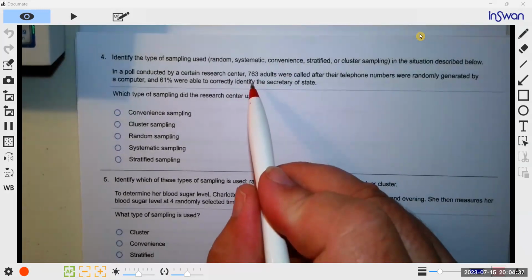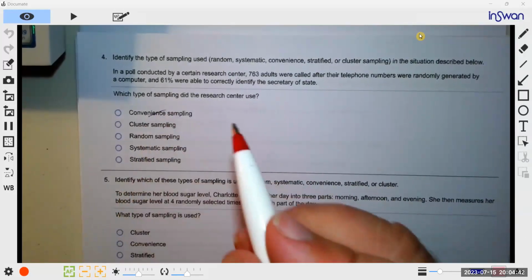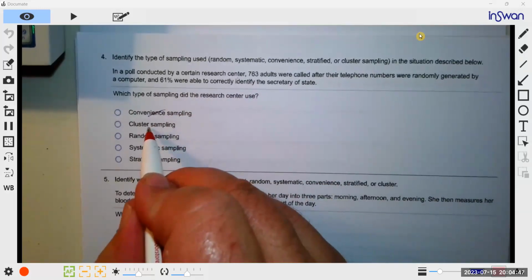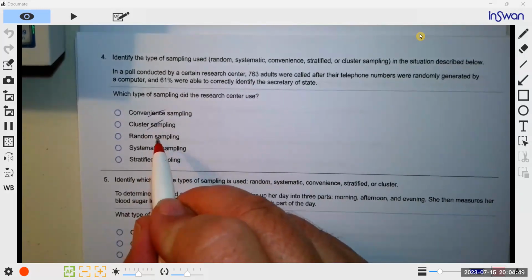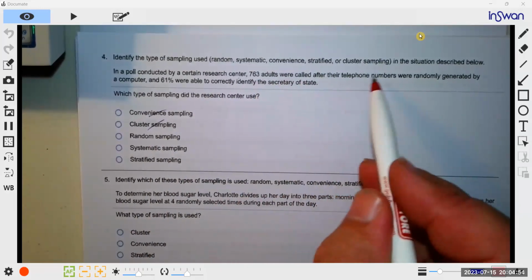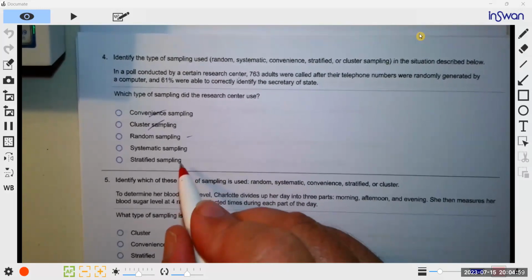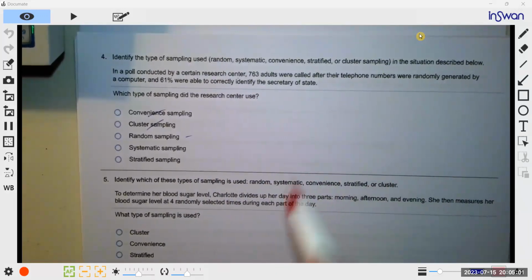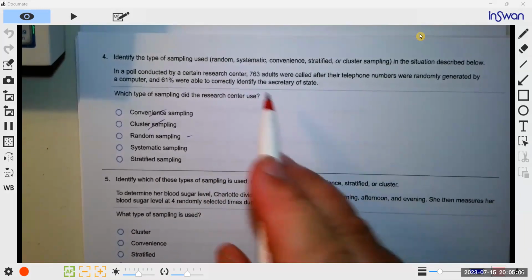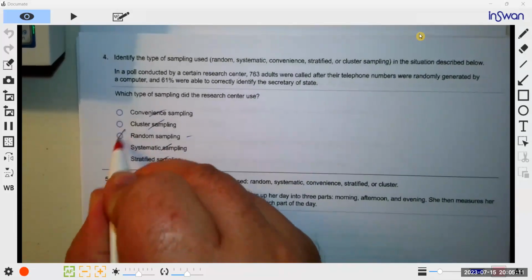Is it convenience? No, remember, convenience is just that: convenient. Is it a cluster? No, because they weren't partitioned. Is it random? It totally looks that way, because nobody controls whose phone number works and who answers the phone. So far, that's the best one. Is it systematic or stratified? Are there layers, or did they choose every fifth one? Systematic means every nth one. Nope, they just chose everybody and whoever responded. So it has to be random sampling.